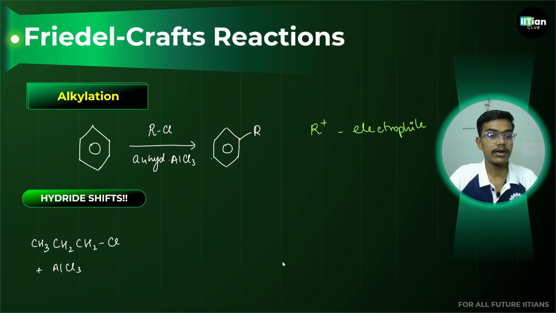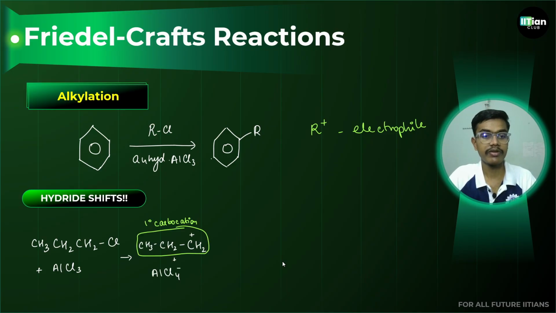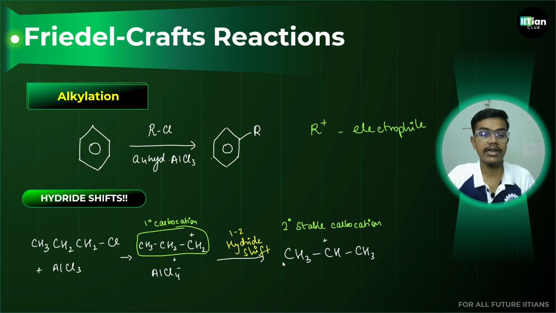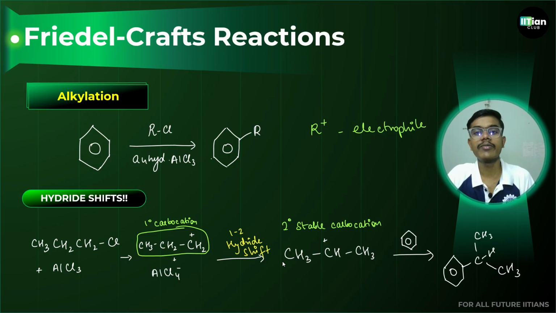You have CH3CH2CH2Cl plus aluminum chloride. First, it will form a 1 degree carbocation when it reacts with aluminum chloride. And then, as you know, a 2 degree carbocation is more stable than a 1 degree carbocation. There is a hydride shift happening, and a 2 degree carbocation is formed. And then this 2 degree carbocation goes and attacks the electron rich benzene, and then you will get this product.